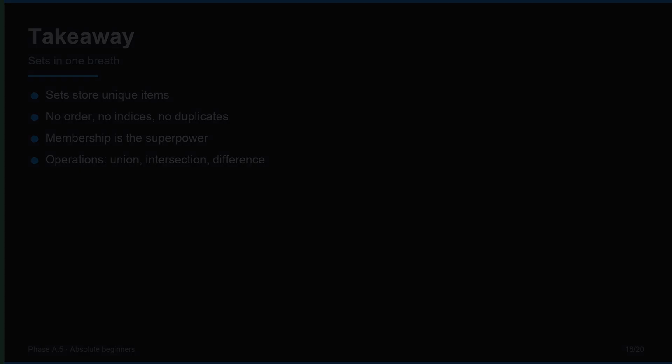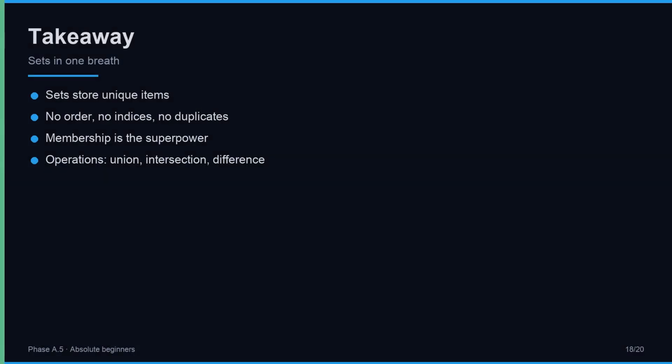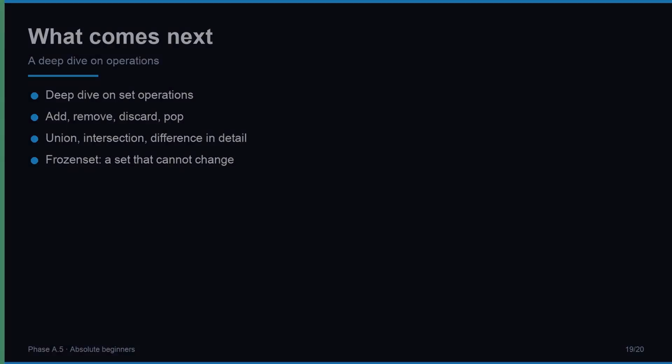Say each out loud. In one breath, a set is a collection of unique items with no order, no indices, and no duplicates. What you give up in structure, you gain in speed. Asking is this item here is one of the fastest operations in Python. Sets also unlock mathematical combinations, union, intersection, and difference, letting you merge and compare collections in a single line. When your data is naturally unique, and the question is membership, reach for a set. The next lesson shows the operations in depth. Unique, unordered, fast.